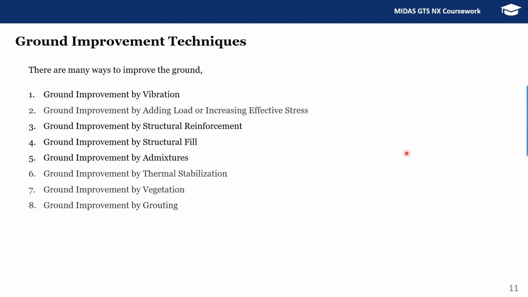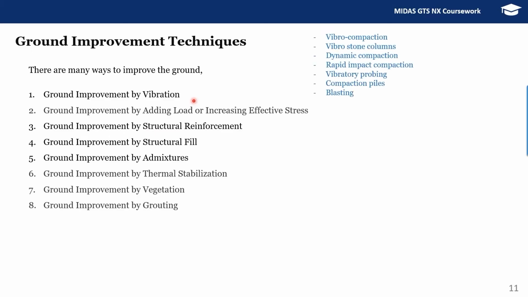So there are many ground improvement techniques in order to improve the ground prior to consolidation, but we'll see the ground improvement techniques on a whole. The first one is ground improvement by vibration. In the vibration type, we have many different kinds: vibro compaction, vibro stone columns, or blasting, and so on.